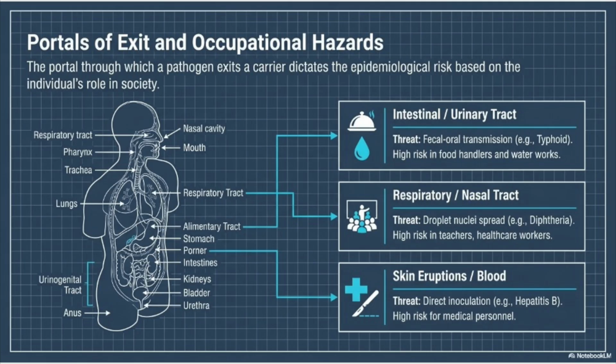As seen in diseases like tetanus, some pathogens also survive outside the body in the environment until they find another susceptible host. The portal of exit often determines the epidemiological importance of the disease. When pathogens leave through the intestinal or urinary tract, they contaminate food and water, resulting in fecal-oral transmission, as seen in typhoid fever. When they leave through respiratory secretions, droplet or airborne transmission occurs, placing healthcare workers, teachers, and close contacts at higher risk. When organisms leave through blood or skin lesions, direct inoculation becomes possible, as seen in hepatitis B and other bloodborne infections.